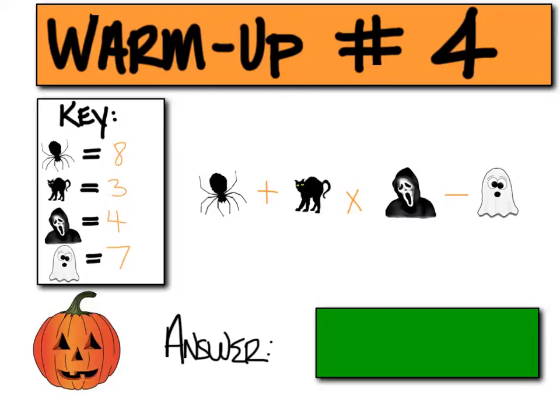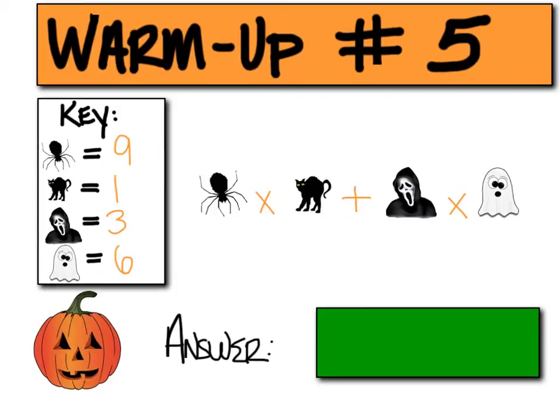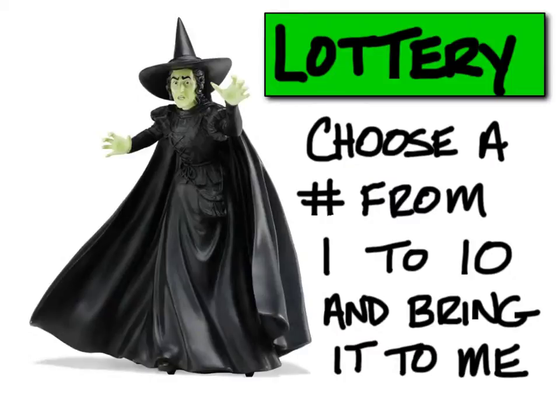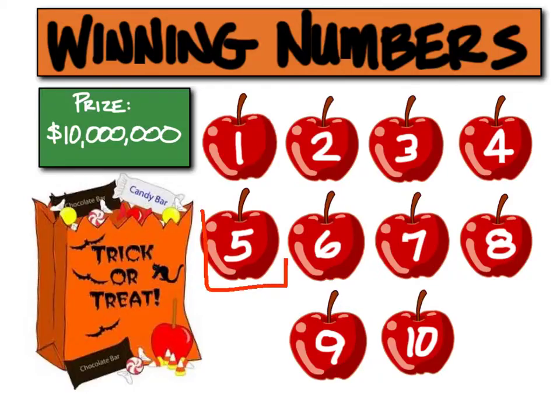Number 4. Alright, answer for this one is 13. Number 5. Okay, answer for this one is 27. Go ahead and bring your lottery number up. 5 and 8.